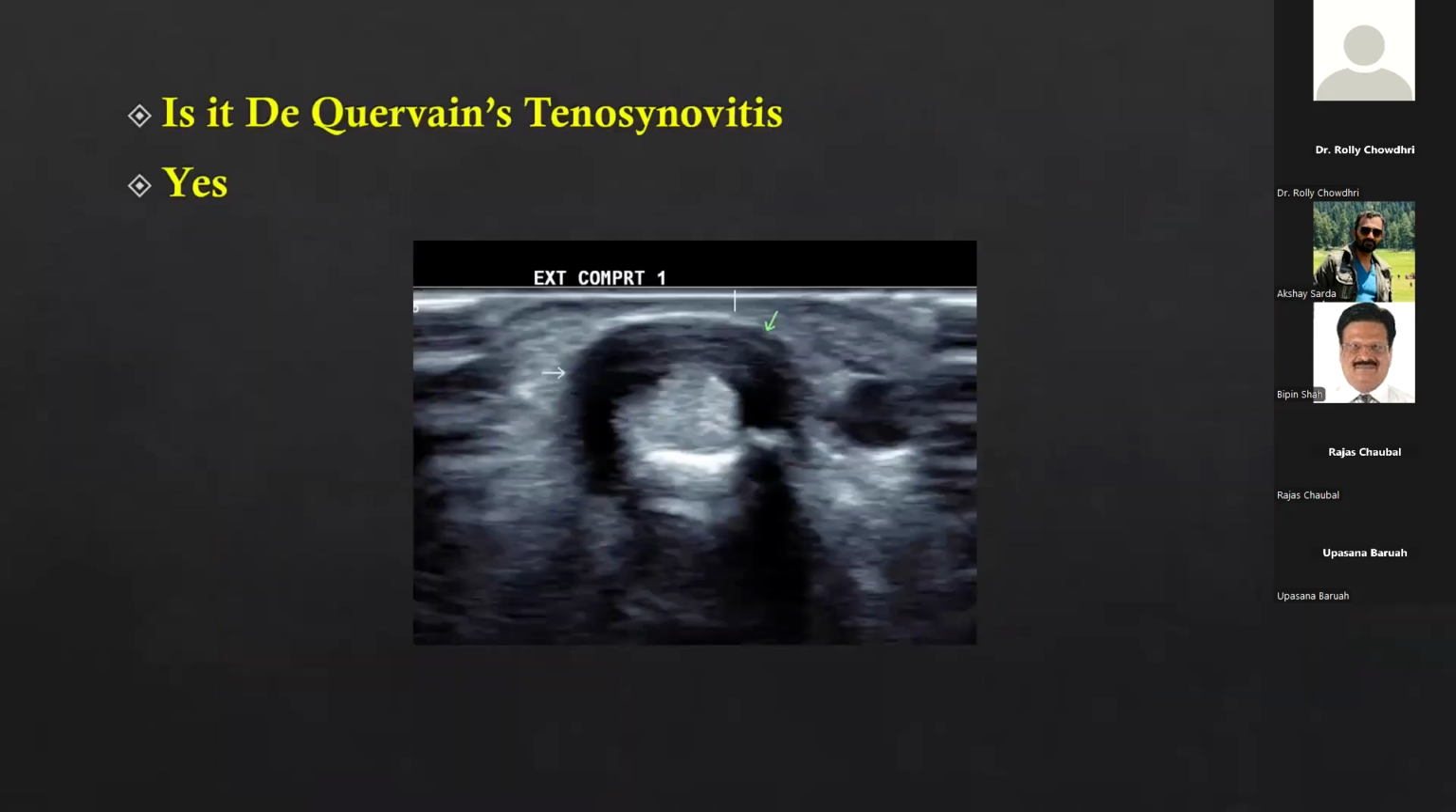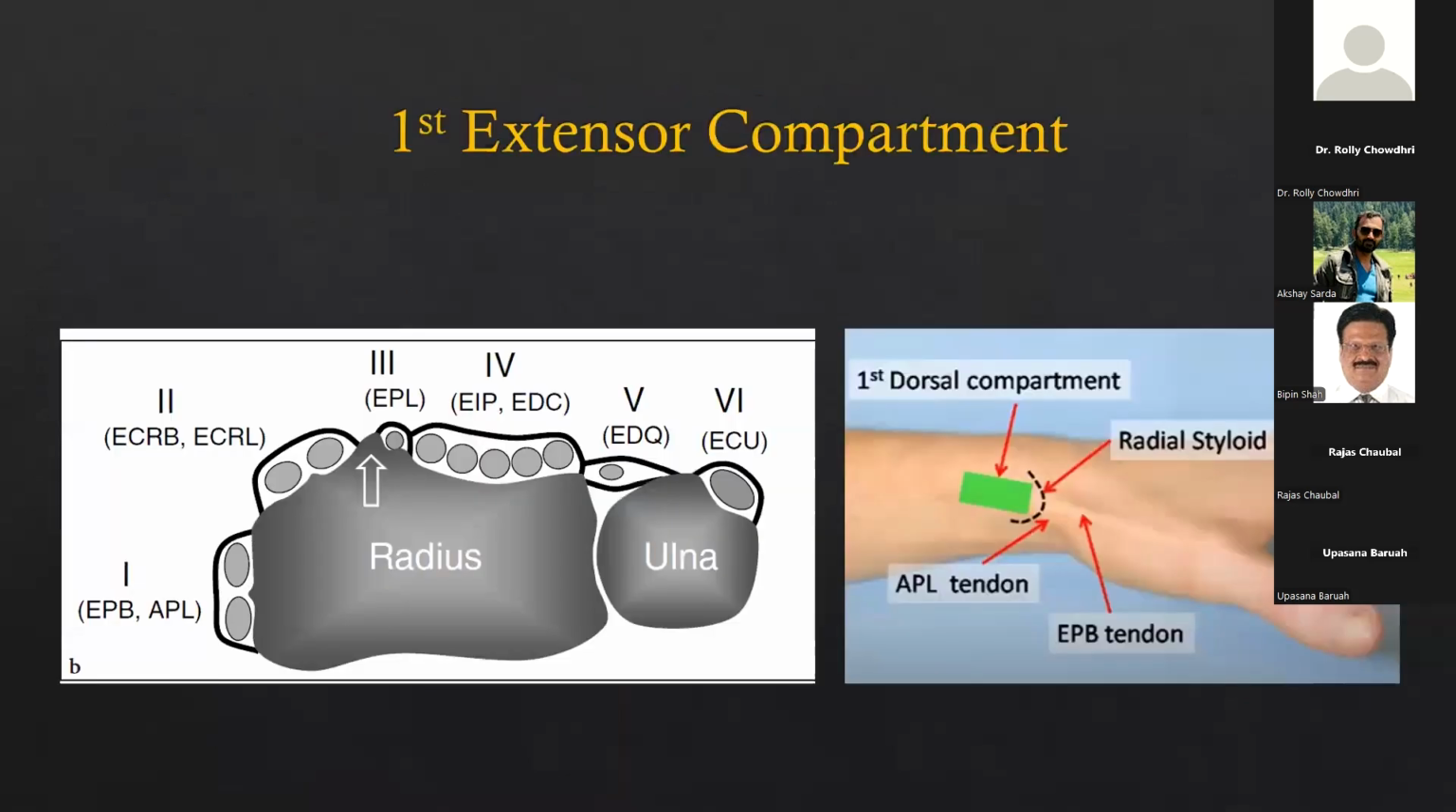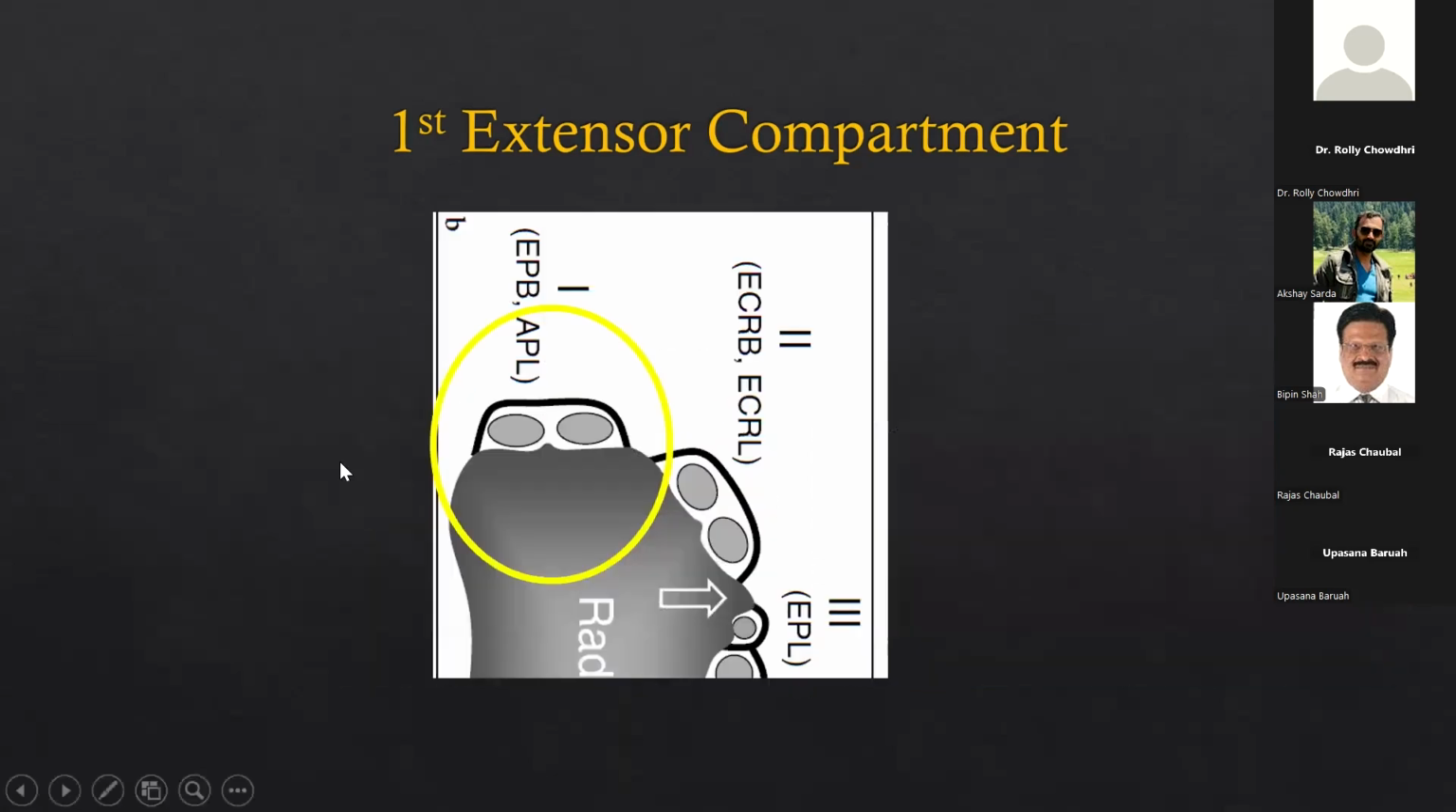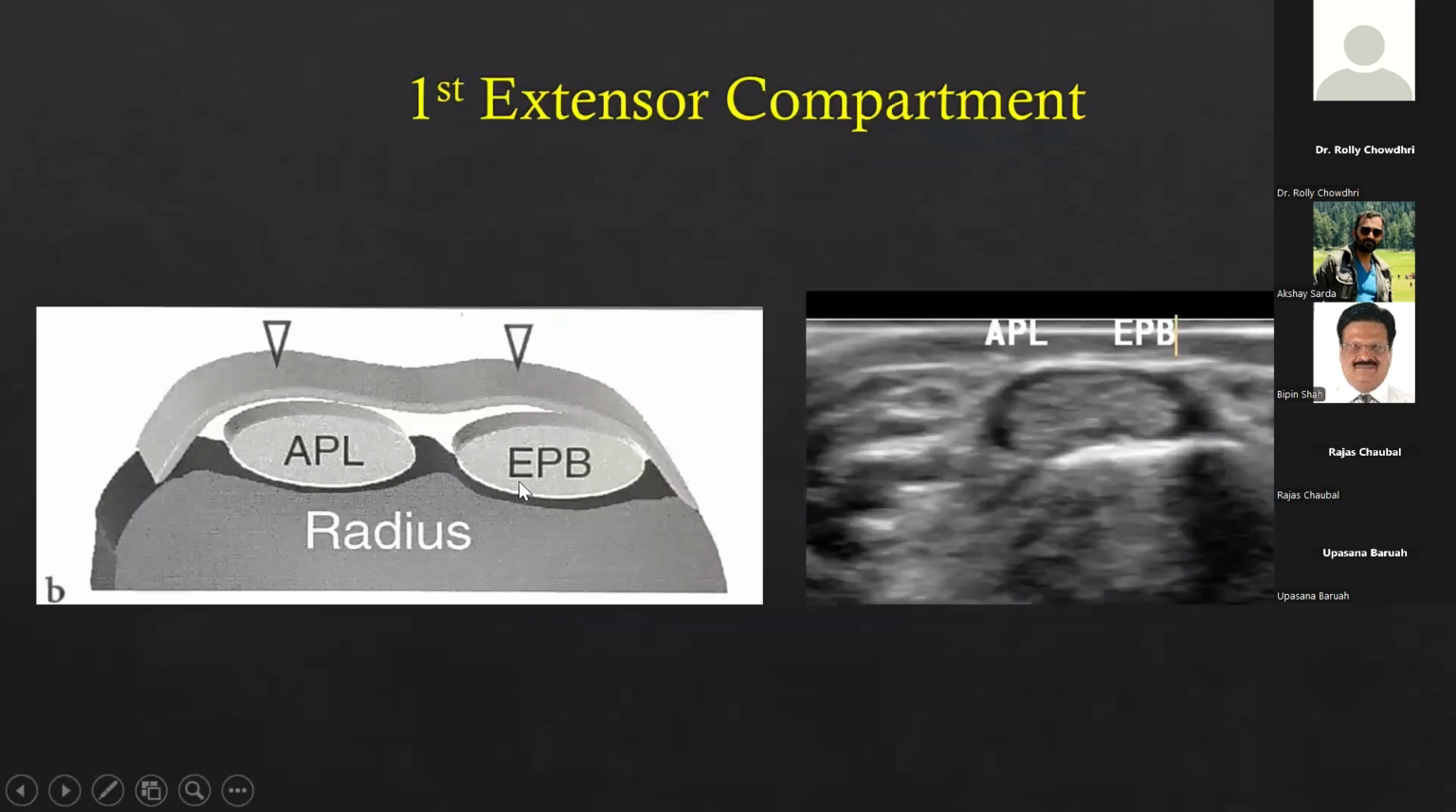First thing, is it really de Quervain's? If the answer is yes, it is de Quervain's, let's discuss that first. We have 6 extensor compartments. The first extensor compartment comprises abductor pollicis longus and extensor pollicis brevis. This is the site of the radial styloid, where these first compartment tendons rest on the bone, and then they go on to form the border of the anatomical snuffbox and extend towards the thumb. This is what is related to de Quervain's tenosynovitis.